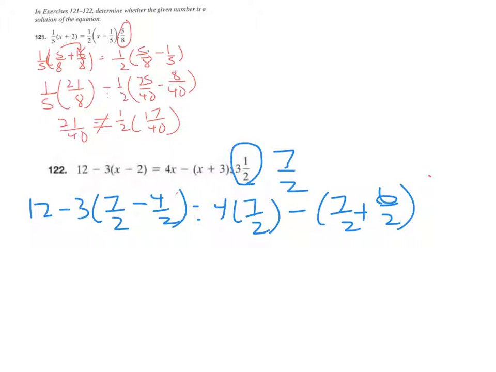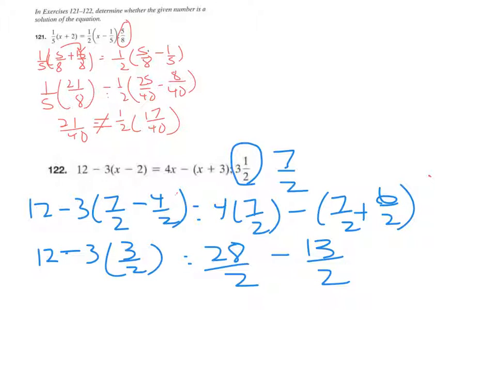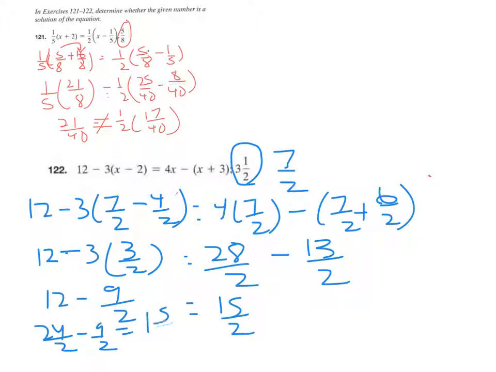I can go through and do the math. So I do inside the parentheses, this becomes 3/2, and that's going to get multiplied by 3. Then over here, this can be multiplied already. 28/2 minus 13/2. And so this becomes 15/2. And then over here, I need 12 minus 9/2. And by changing the 12, I should have 24 over 2 minus 9/2. I get 15/2. And it is the same number, so it is the solution.